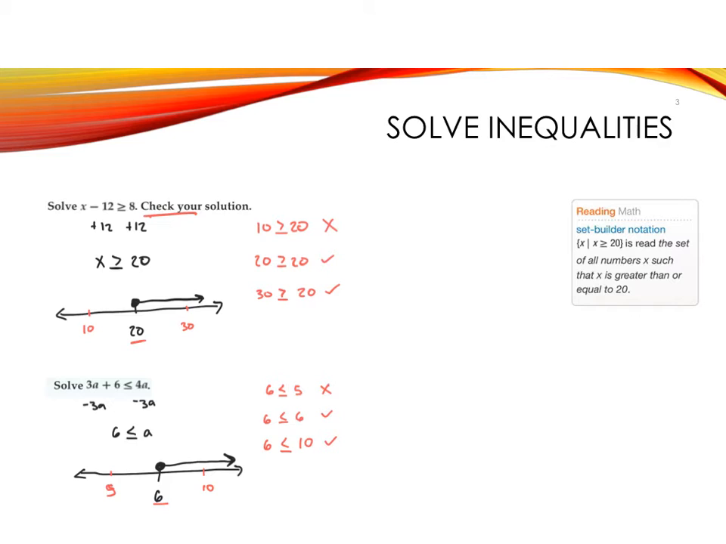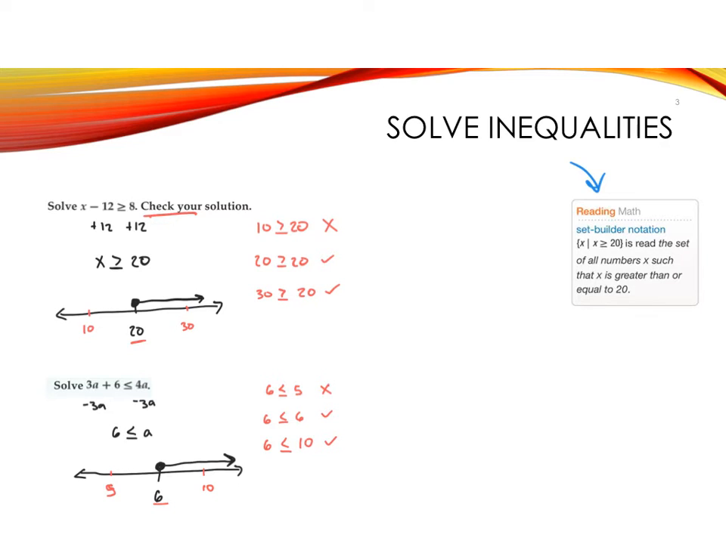Pick 3 values and check them out. Is 6 less than or equal to 5? No, it's not. So the graph should not be going to the left. And then the other 2 values check out. Now, this little note off to the side that you may or may not have noticed by now, set builder notation. Now, we've already talked about set notation when we did absolute value. So remember, a set indicates a list of numbers.